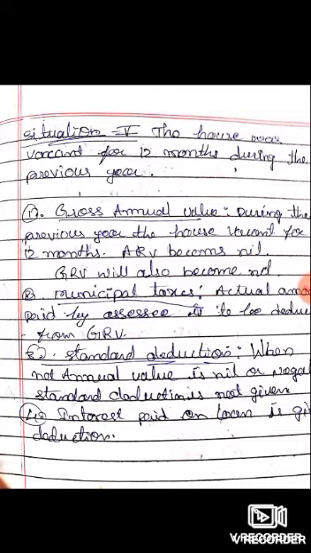And standard deduction: when net annual value is nil or negative, standard deduction is not given. Interest paid on loan is given deduction. The standard deduction is not provided, but if the house owner is paying interest on a home loan which is taken for construction, for any reason, that interest is given as deduction.